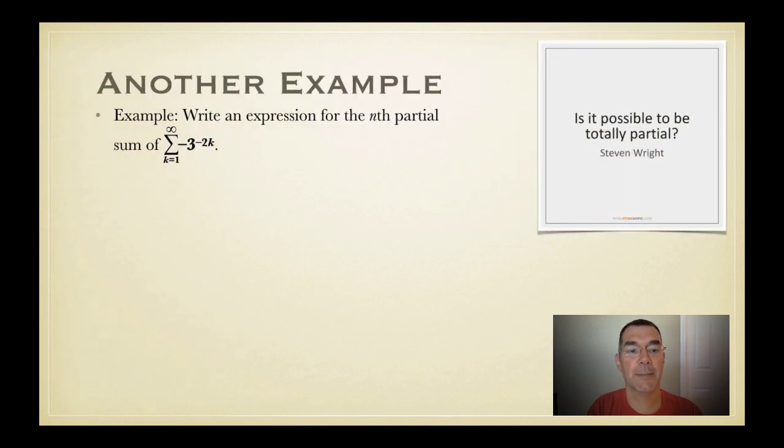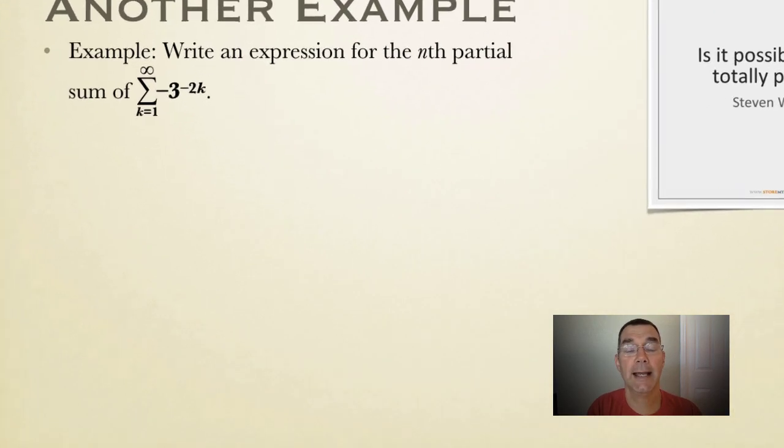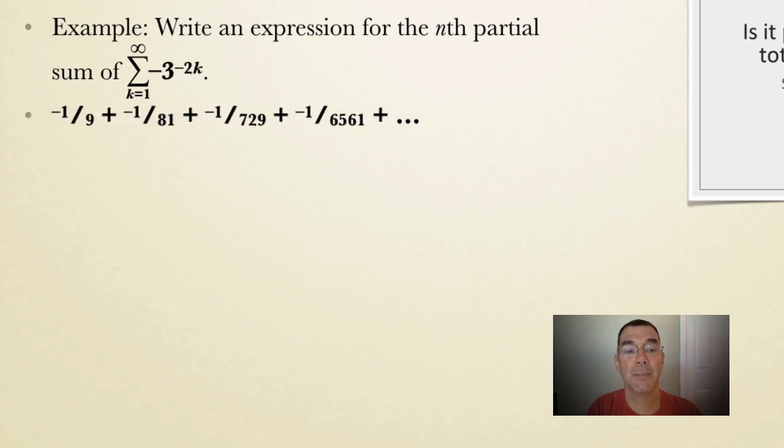All right, here's another example. Let's say each term is negative 3 to the negative 2k, and k starts at 1 and goes off to infinity. That means that the sequence is negative 1/9, plus negative 1 over 81, plus negative 1 over 729, plus negative 1 over 6561, and so on and so on.